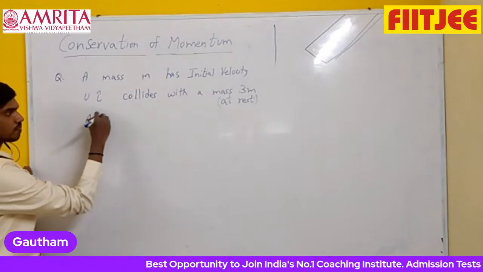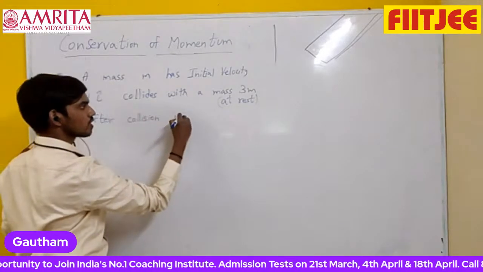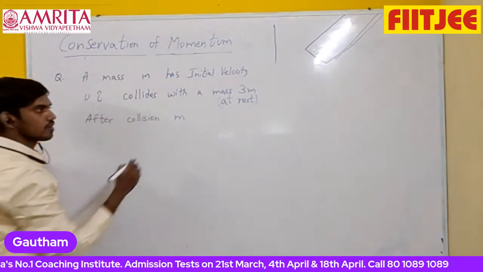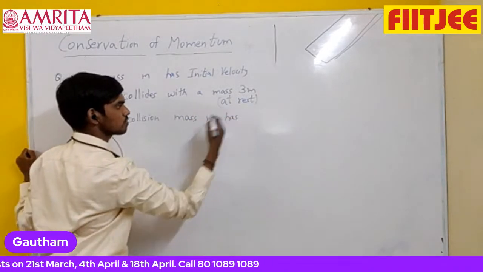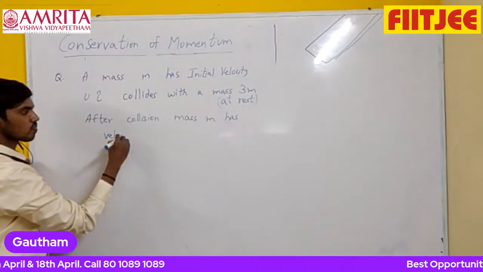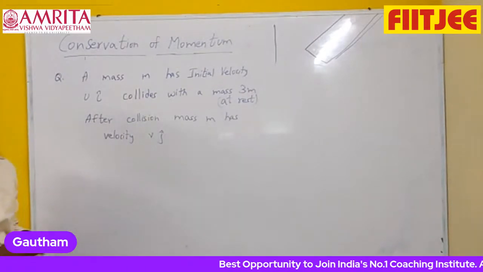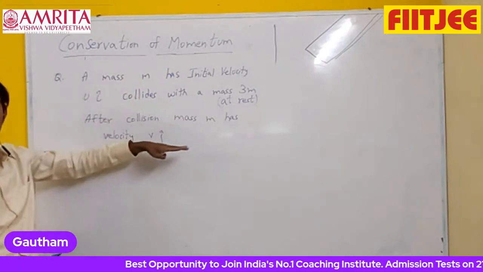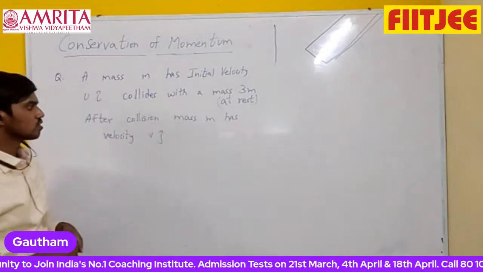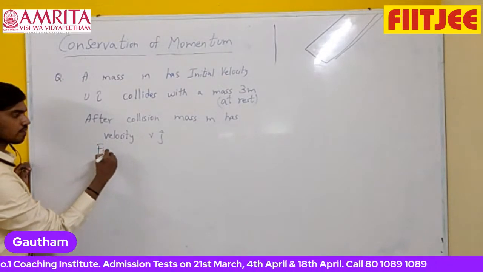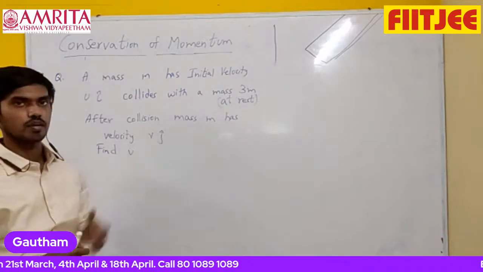and after collision the first body, mass m, has a velocity of v in j cap direction. So the direction changed. It went in one direction, collided, and started moving in a perpendicular direction after colliding. So after this, find v. So from this, how do we find v?